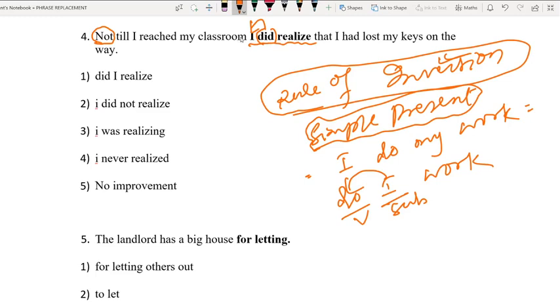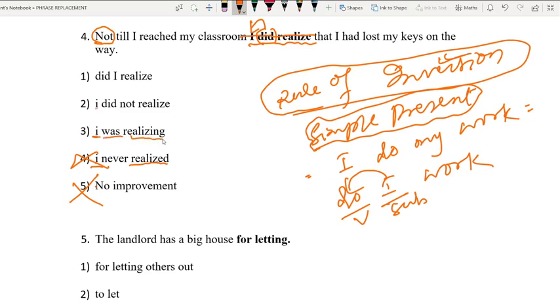So now let us start the elimination work from option number 5 directly. This is eliminated. "I never realized": you can see "I" is the subject, and "realized", the verb, has come after the subject. This has violated the rule of inversion, and hence it is eliminated. Again, the same logic has to be applied here as well.